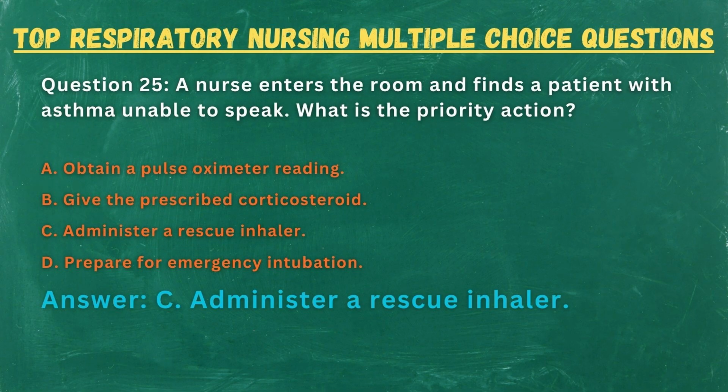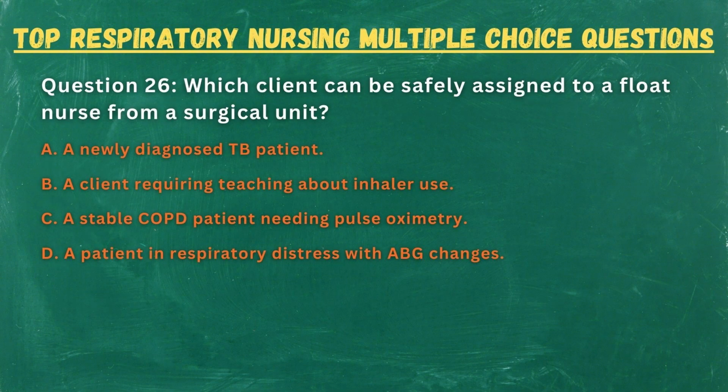Answer. C. Administer a rescue inhaler. Question 26. Which client can be safely assigned to a float nurse from a surgical unit? A. A newly diagnosed TB patient. B. A client requiring teaching about inhaler use. C. A stable COPD patient needing pulse oximetry. D. A patient in respiratory distress with ABG changes.